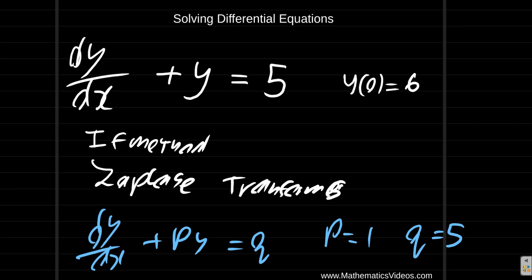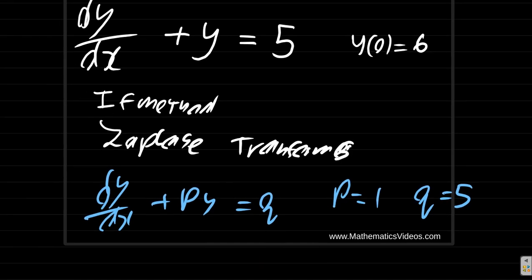So, here now, what is the integrating factor? The integrating factor is e to the integral of p dx, in this case e to the integral of 1 dx, which is e to the, when you integrate 1 with respect to x, you get x, so it's e to the x. Alright? And you need to multiply both sides by e to the x.